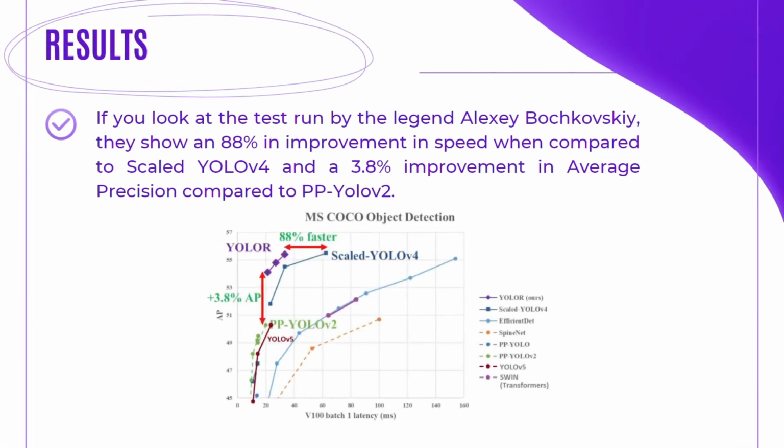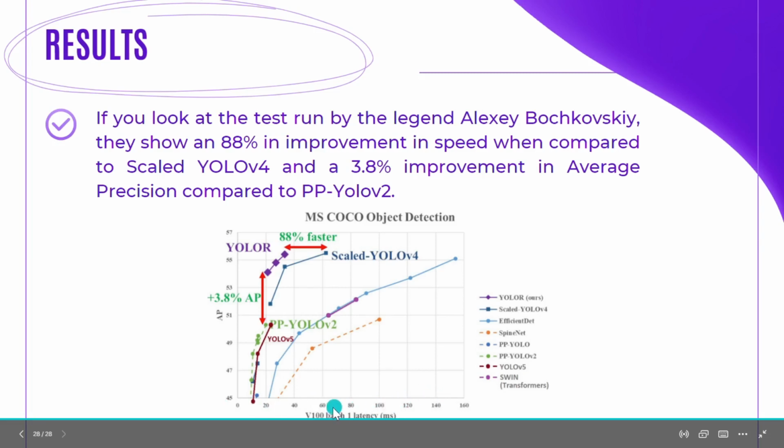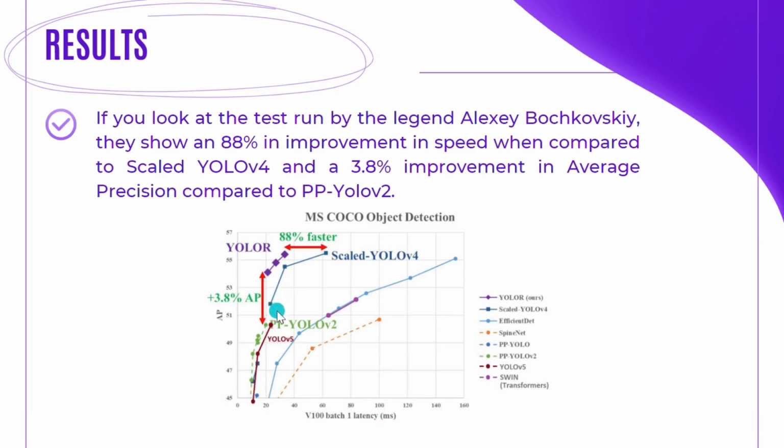So if you look at the test run by the legend Alexey Bochkovskiy, they show an 88% improvement in speed when compared to scaled YOLO v4, and a 3.8% improvement in average precision compared to PP-YOLOv2. As we can see from this graph, on the x-axis we represent the latency, and on the y-axis we have the average precision. Here the scaled YOLO v4 model is indicated by a blue line, and the YOLO-R model is indicated by a purple line.